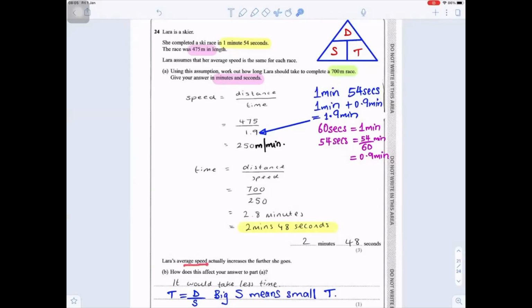Lara's average speed actually increases the further she goes. How does this affect your answer to part A? Her speed actually increases. So time is distance divided by speed. That means if the speed, which is underneath, is big, the time would be smaller. So if you increase the speed, it would take less time.